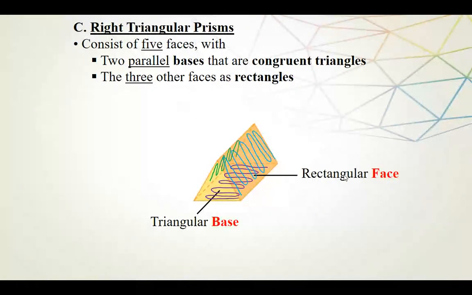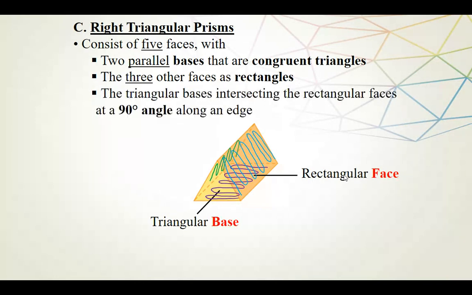And again, you have 3 rectangular faces. The other key thing is that for it to be a right triangular prism, and again, that word right implies that it has something to do with a 90-degree angle. The reason it's a right triangular prism is that those triangular bases intersect the rectangular faces at a 90-degree angle along an edge. I can point out one of these to show you what the 90-degree angle looks like.